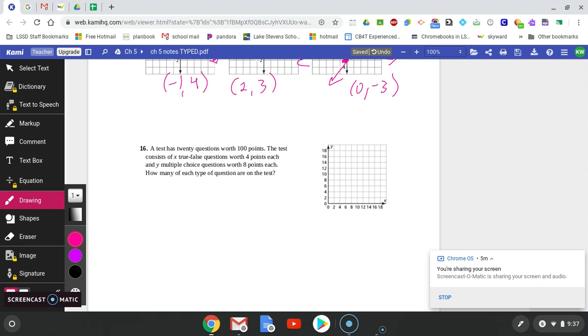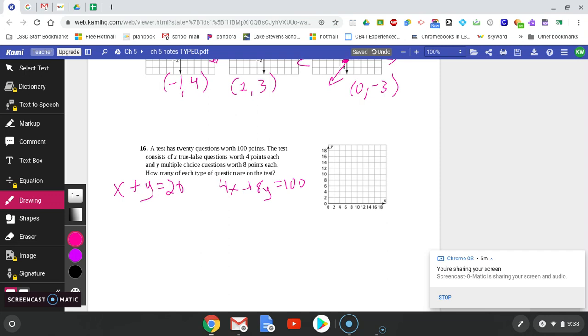Okay, so it says the test has 20 questions worth 100 points. They have true-false questions that are worth 4 points and multiple choice questions that are worth 8 points. Total, there are 20 questions. Okay, so our true-false plus our multiple choice equals our 20 total questions. And then it says they're worth 100 points. So each of my x questions are worth 4 points, each of my y questions are worth 8 points, and total there's 100 points on the test.